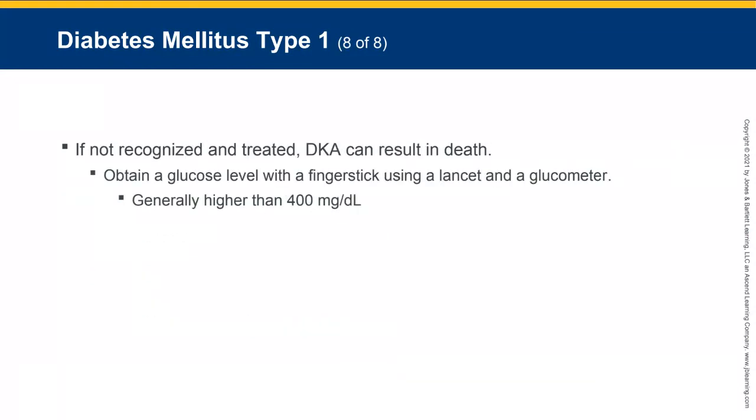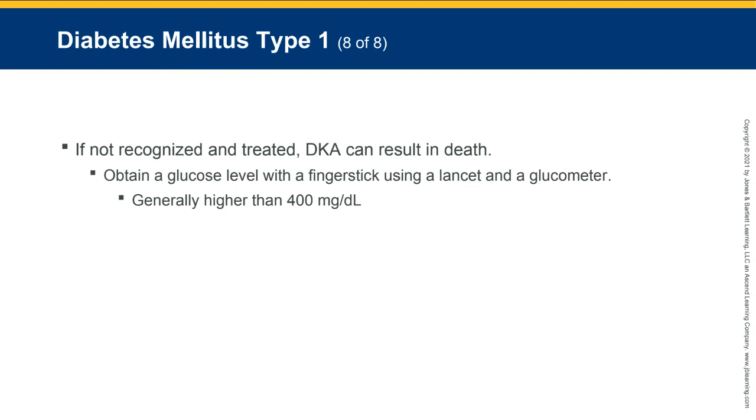Still on type 1 diabetes mellitus. If not recognized and treated, DKA can result in death. Obtain a glucose level with a finger stick using a lancet and a glucometer. Generally, their blood sugar is going to be higher than 400 milligrams per deciliter. So DKA, diabetic ketoacidosis. The signs and symptoms will gradually occur.